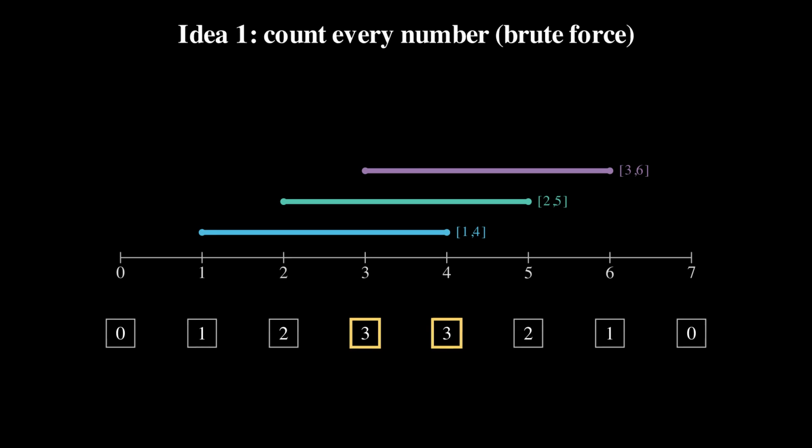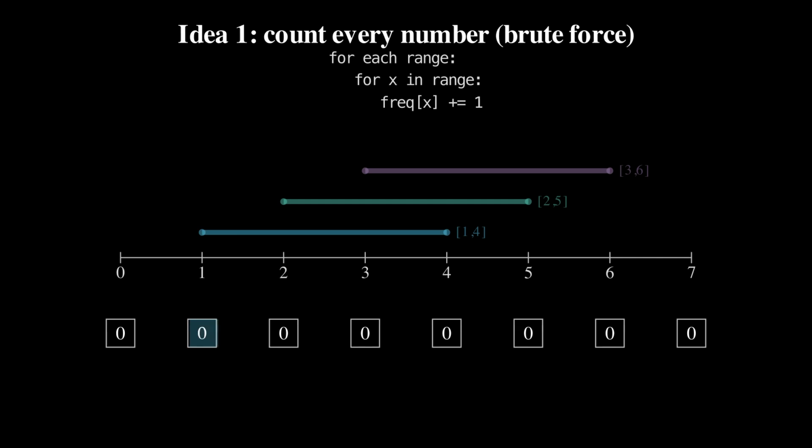The most natural idea is the direct one. Keep a count for every number, starting at 0. Then take each range and walk across every number inside it, adding 1 to that number's count. Let's watch it. We reset to 0 and rebuild the counts the slow way. The first range bumps these 4 counts, one at a time. Notice that was 4 separate additions for just 1 range. The second range bumps 5 of these, and the third bumps these.